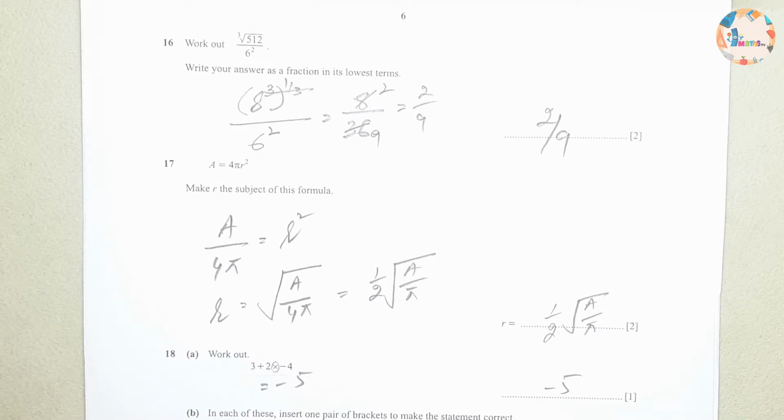Similarly, for this one, we need the answer 2. If we put brackets over here, this will be solved first. 4 plus 2 will be 6, and 12 divided by 6 will be 2.